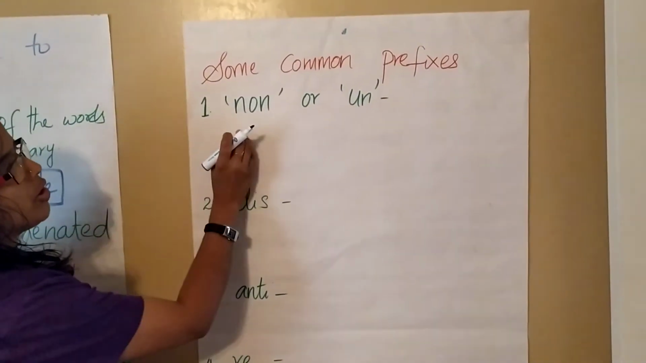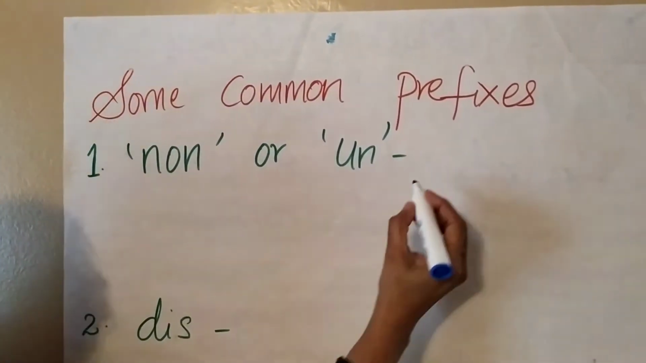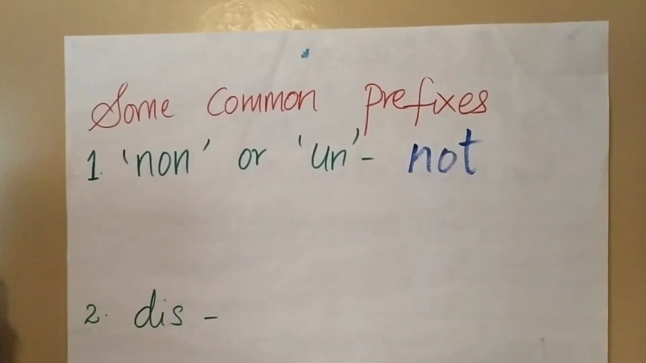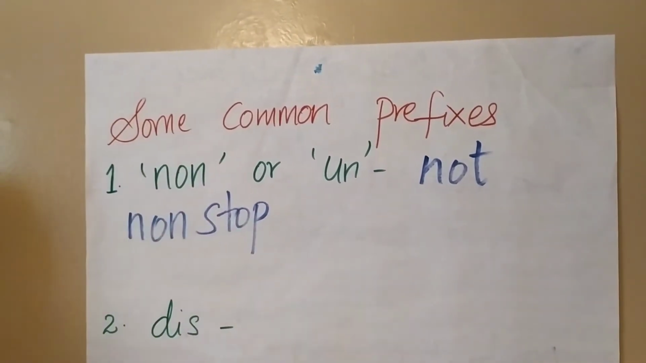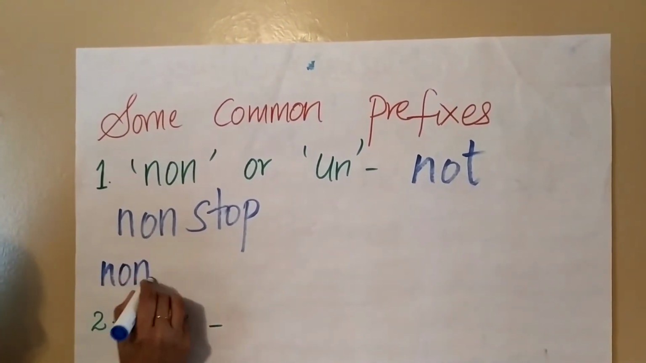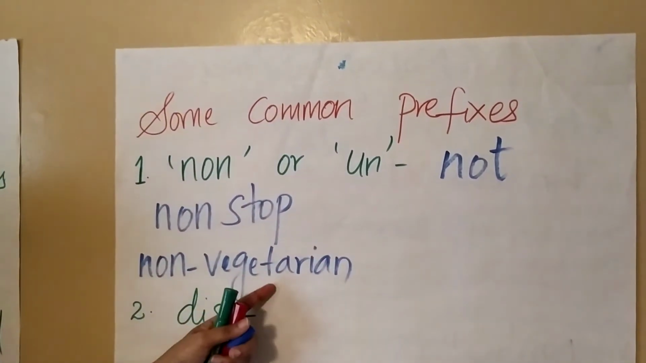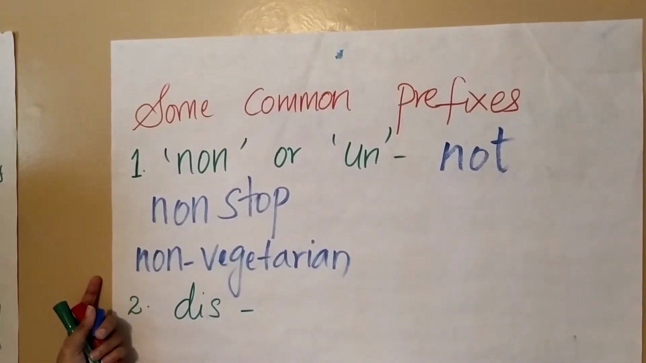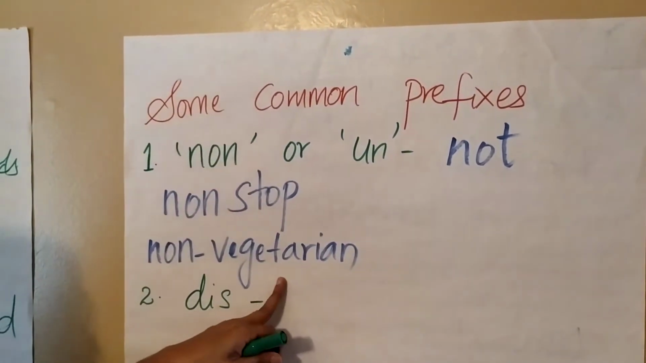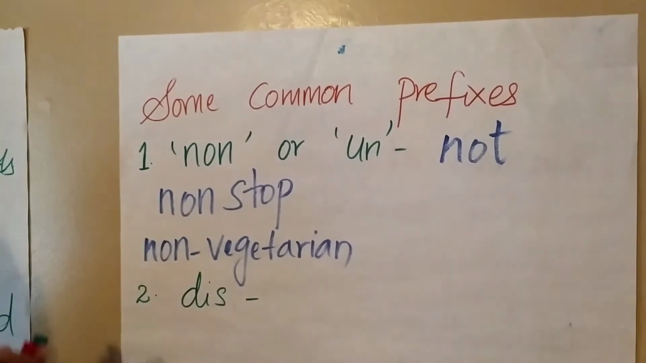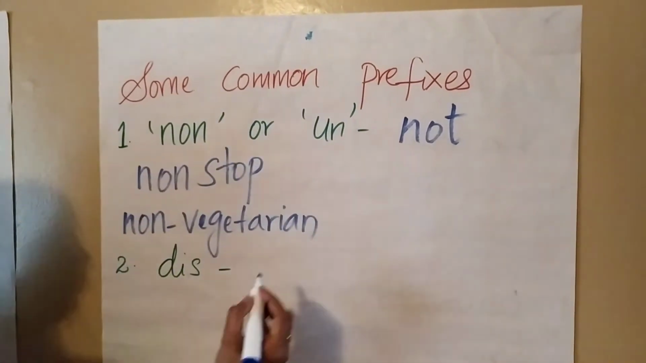Now the first one, non or un. The meaning of the prefix non or un is not. For example, when I say non-stop, it cannot be stopped. If I say non-vegetarian, somebody who eats meat. Vegetarian is somebody who eats only vegetables. So non-vegetarian is who eats meat and vegetables. That is non-vegetarian.